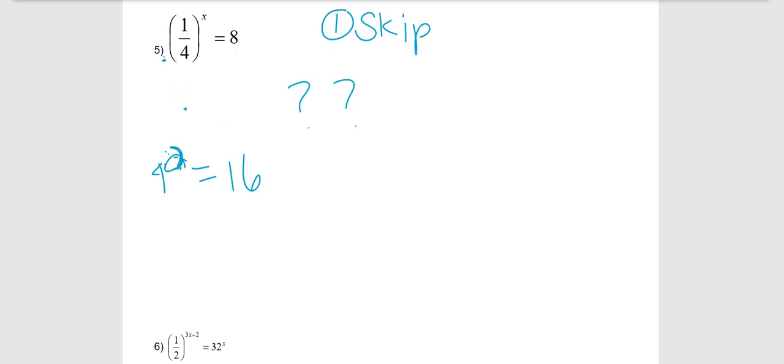So now we have to think of another number that could work. So I know that 2 to the 2nd power is 4. So I'm going to try that. So 2 to the 2nd power is 4.